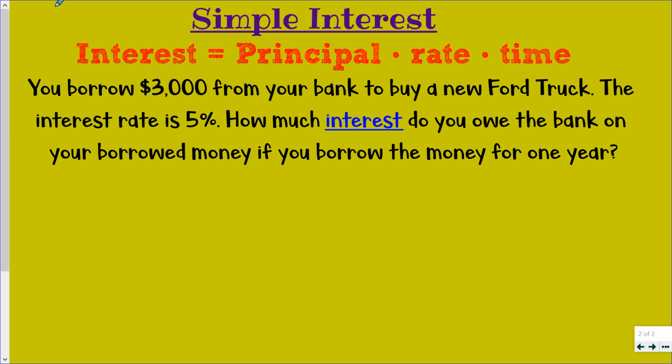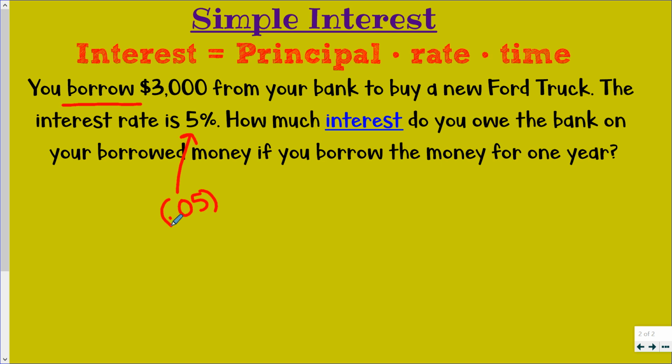Okay, reading the question. You borrowed $3,000 from your bank to buy a new Ford truck. Remember here, keyword is borrow. You took money from somebody and it's not yours. The interest rate is 5%. Remember, our rate is a decimal, so that's going to be 0.05, don't forget.